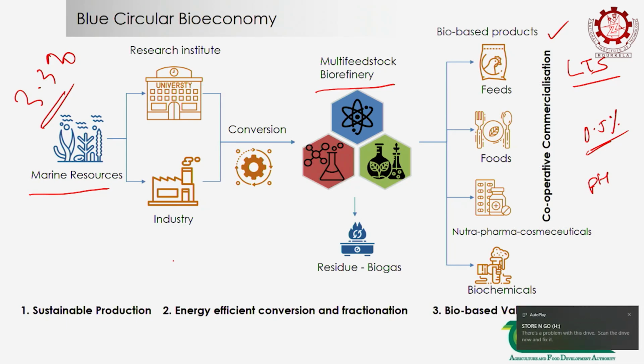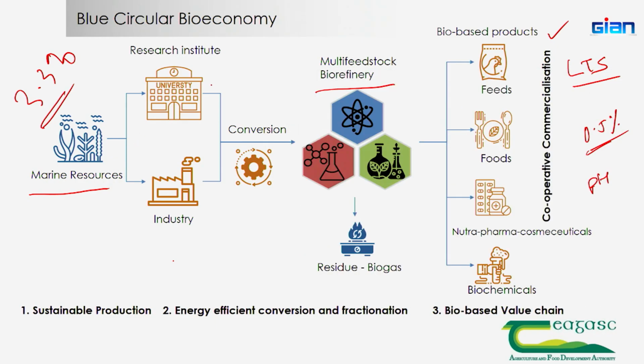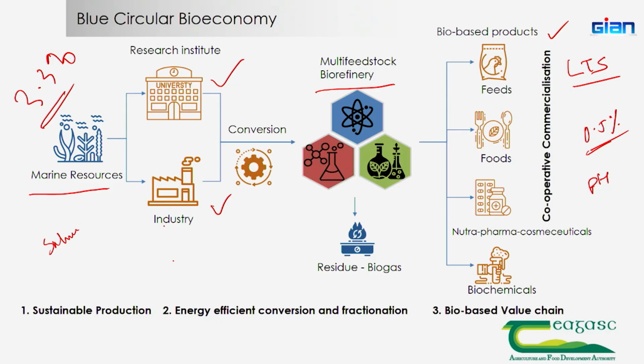Okay. So that's one. Whatever marine resources are used, you have your research institutes which develop a technology, and industry which makes use of it. Suppose you have your salmon, you make salmon fillet, you pack it and you sell it to the market. That is only the food. This is a linear system.